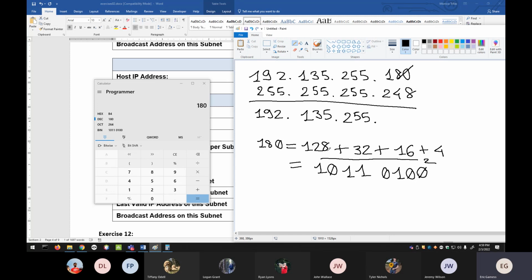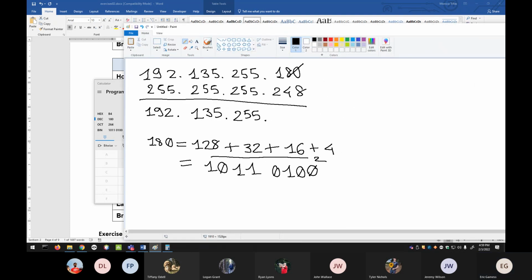Let's try it again. So it's 128 plus, oh yeah, 128 plus 52, isn't it? Yeah, and 52 is 32 plus 20, and 20 is 16 plus 4. So it gives us that. So in binary, let me write, 180 is 1 0 1 1 0 1 0 0. And 248 is 5 1, 5 1 inside.